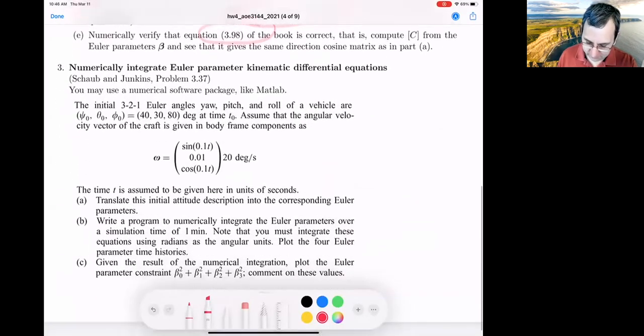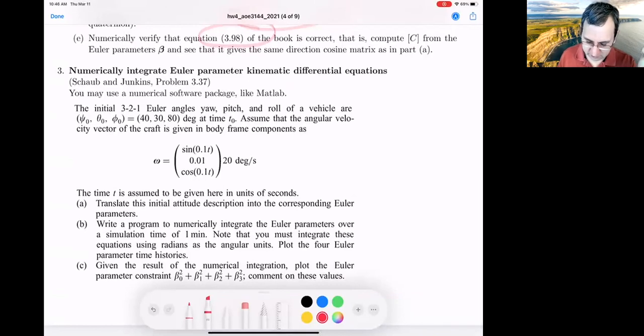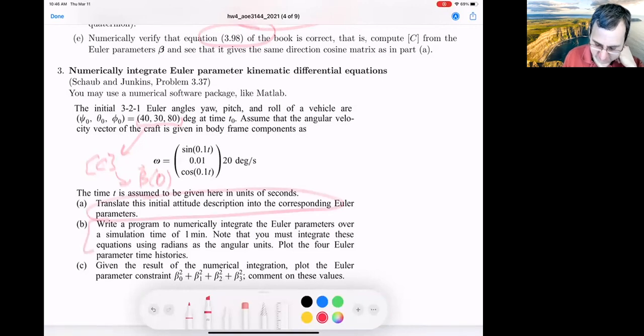The last one, we'll talk more about that next week, but this is numerical integration of those beta parameters. So you're told you have an initial yaw, pitch, and roll of this. So translate that initial attitude. You'll construct a C matrix, and then from the C matrix, turn this into an initial beta at an initial time. And then you need to simulate how it changes with this given as your omega.